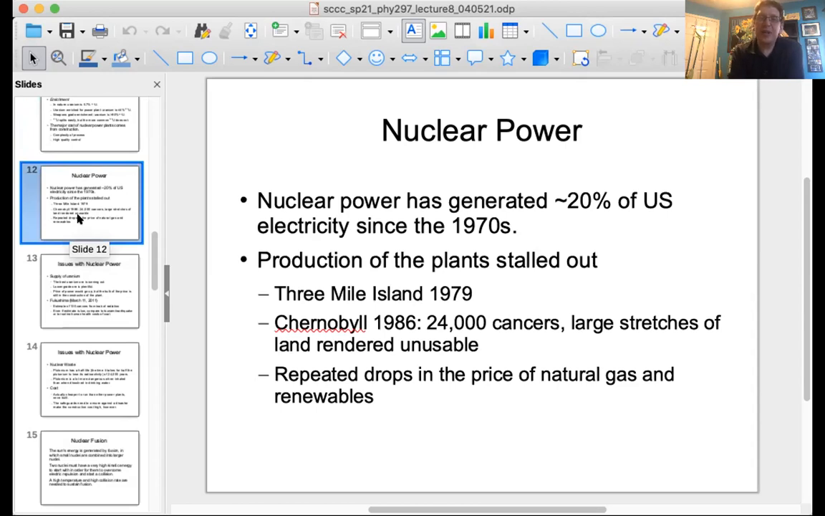Nuclear power has generated about 20% of the United States electrical power since the 70s. So for about half a century at this point, but it hasn't gone up any further. It plateaued. And again, part of the reason is concerns about significant accidents. And part of the reason is that the price of natural gas has gone down as the price of nuclear has gone up, and the price of renewables has gone down as the price of nuclear has gone up.